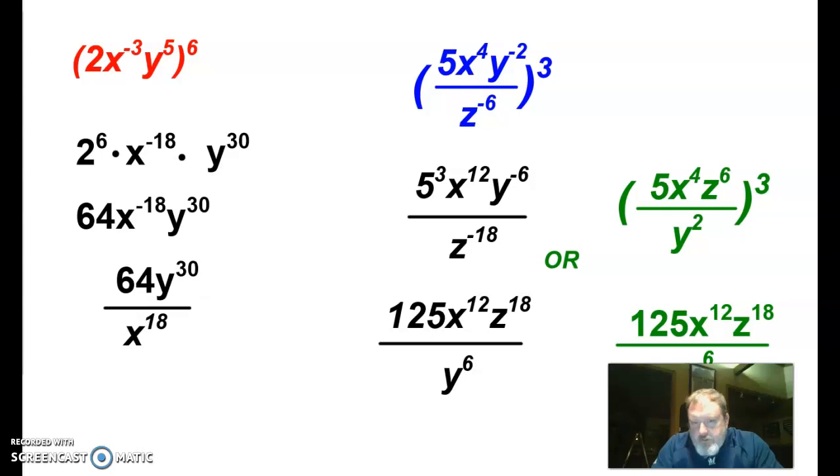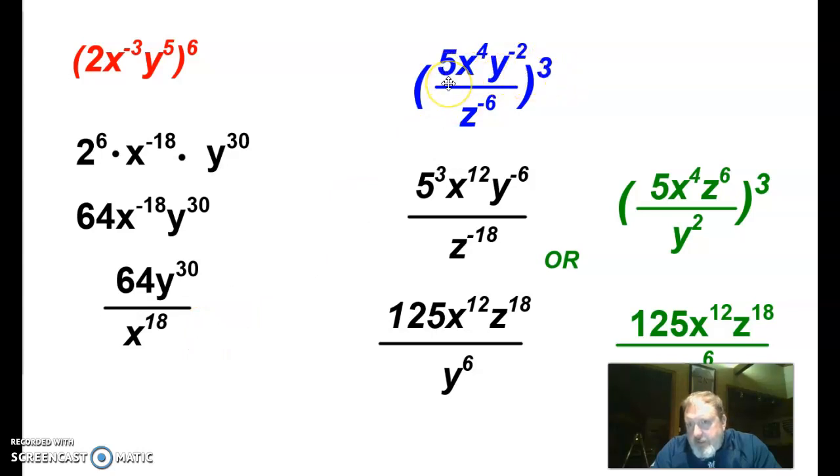All right, an extension of what we've done here, a few more examples. So now I have a product. We're multiplying all these numbers together to a power. So I've got to take every number here to the 6th. This is technically 2 to the 1st, even though there's not an exponent there. So 1 times 6 is 2 to the 6th. Negative 3 times 6, x to the negative 18th, and y to the 30th. 2 to the 6th is 64. This negative has to go to the bottom. So there's my final answer.